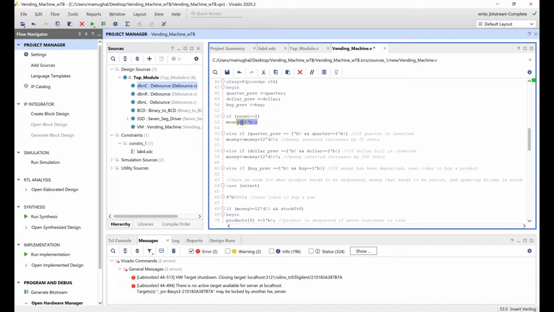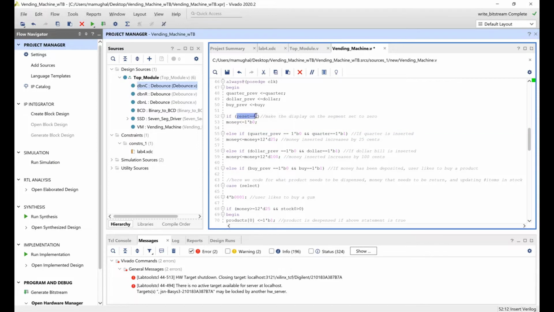We also have a reset button over here. The reset is basically going to set the display on the segment to 0. So any money that may have been previously inserted will be nullified, and it will simply take the machine back to its reset state.